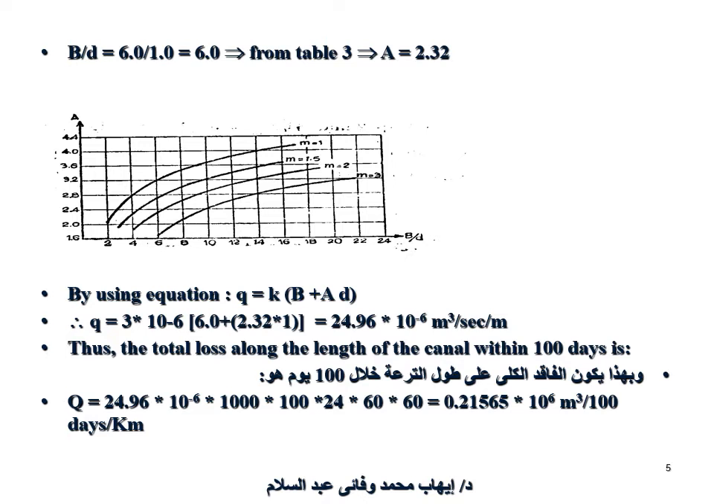Thus, the total loss along the length of the canal within 100 days is 24.96 multiplied by 10 under minus 6, multiplied by 1000, multiply 100, multiply 24, multiply 60, multiply 60. We arrive that Q equal value cubic meter per 100 days per kilometer.